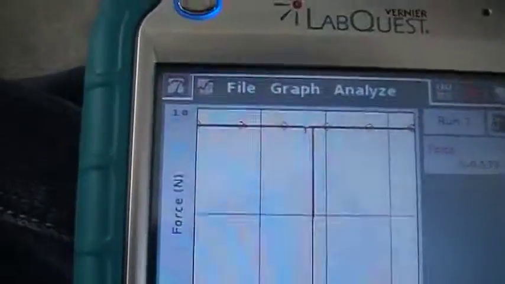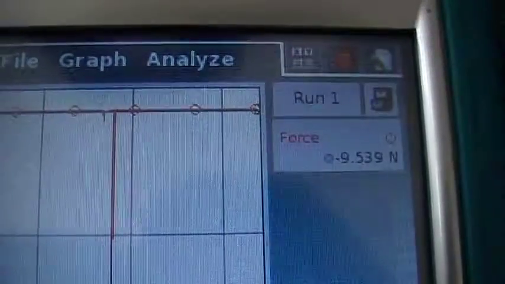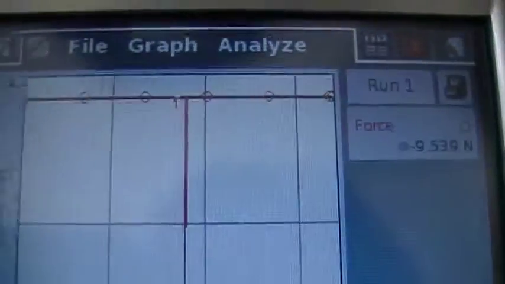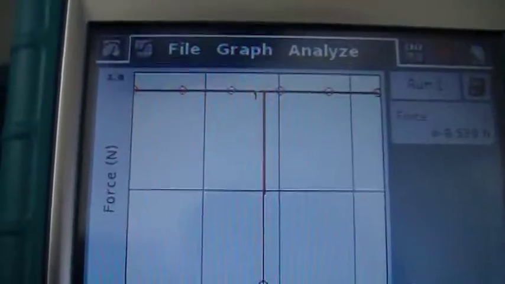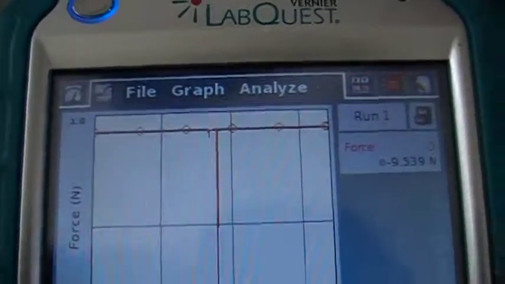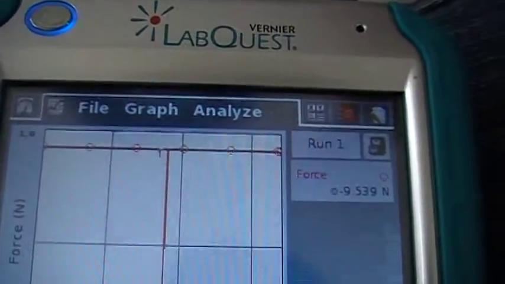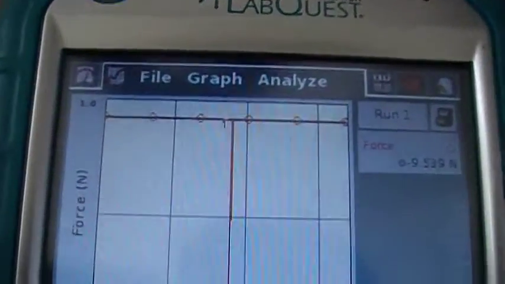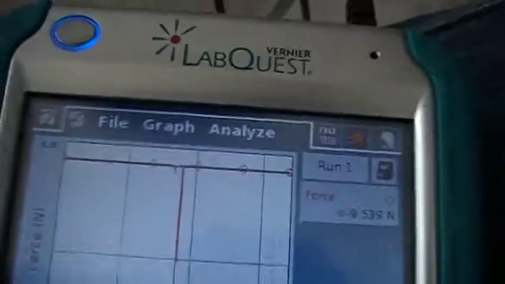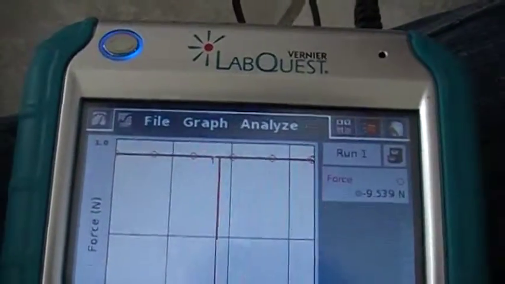So as you can see over here, the force that was interpreted by the calculator was negative 9.539 newtons. This is the graph that was shown. And the shock was very much, and the elapsed time was 0.58 seconds for this crash. And now we're going to be observing the egg.